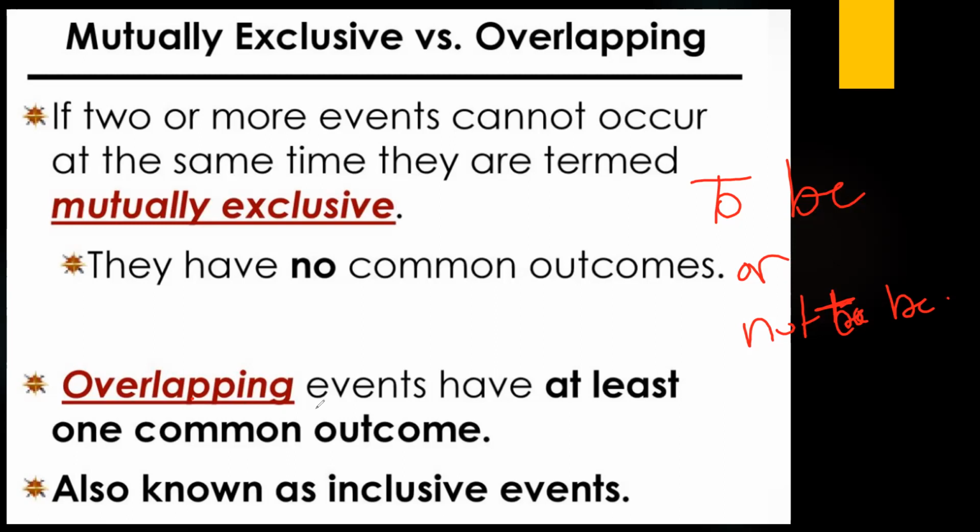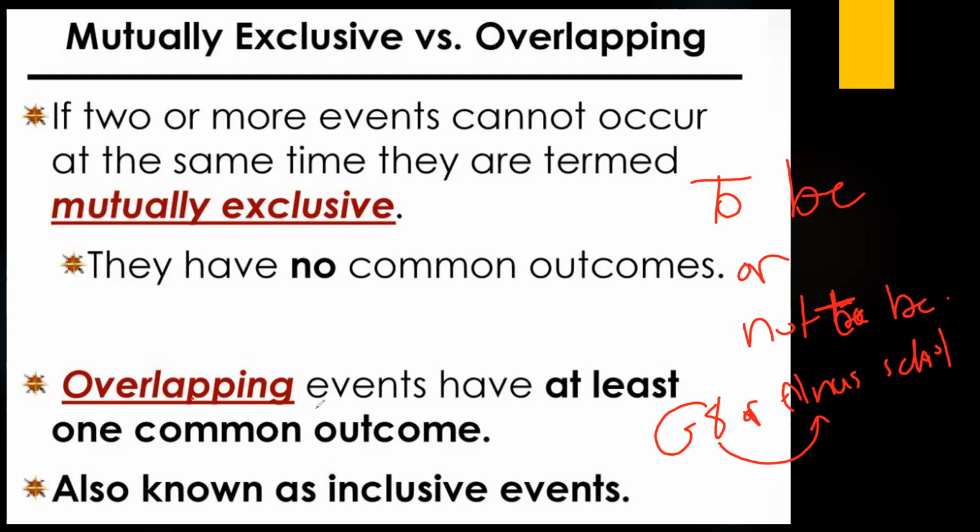Like, as an example, to be at grade 8 or at another school. Yes, I can be, because grade 8 is at another school. So I can be. But to be at grade 8 and grade 9 at the same time, you cannot. You have to be in grade 8 or grade 9. So mutually exclusive means that 2 events cannot happen at the same time.